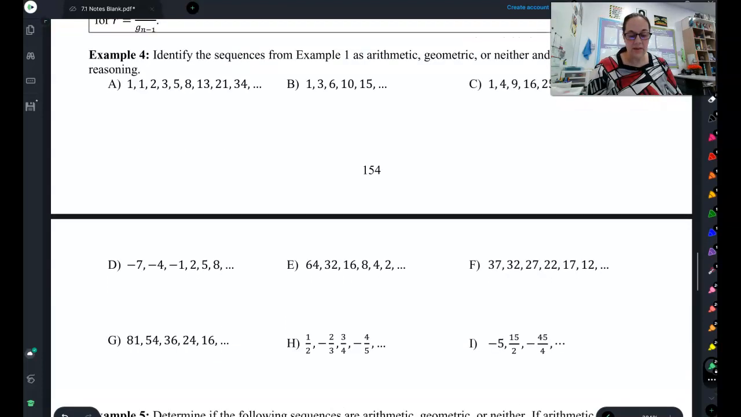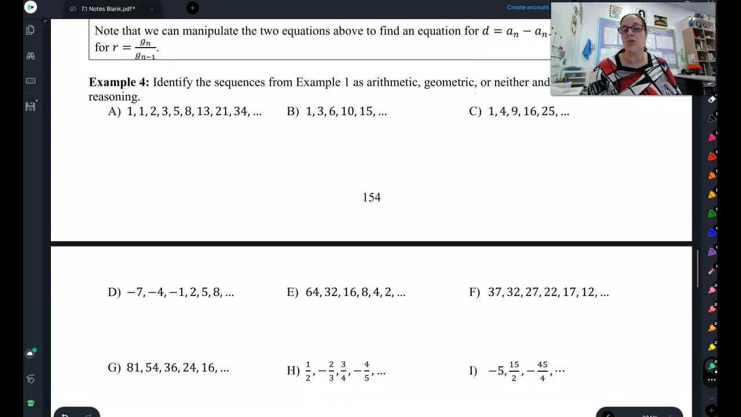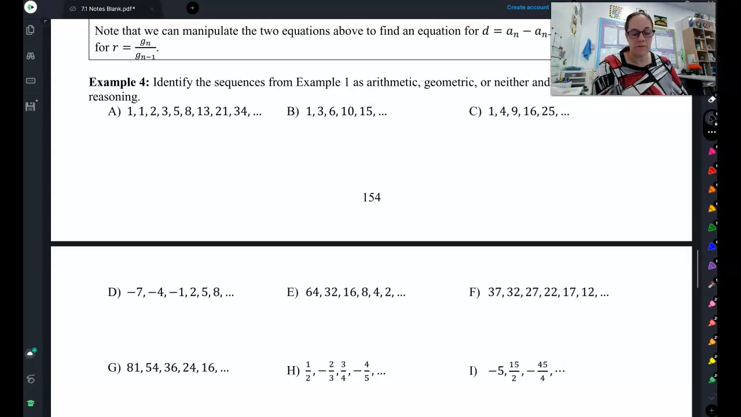Now, we're going to take the same 9 sequences that you started the lesson with, and I identify them as arithmetic, geometric, or neither. So, let me give you this example in this first line. If you're adding the exact same number over and over, or multiplying the exact same number over and over, we have arithmetic or geometric. If you're not doing either of those patterns, then it's neither. So this first one, for A, we are not adding the same number over and over or multiplying the same number over and over. So this would be neither.